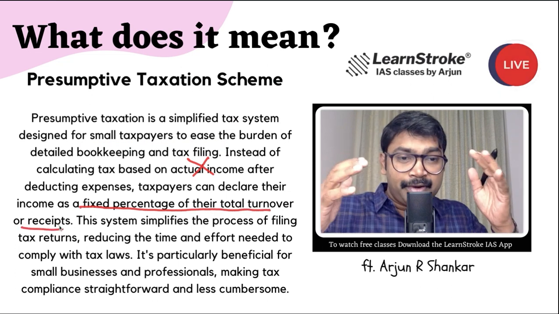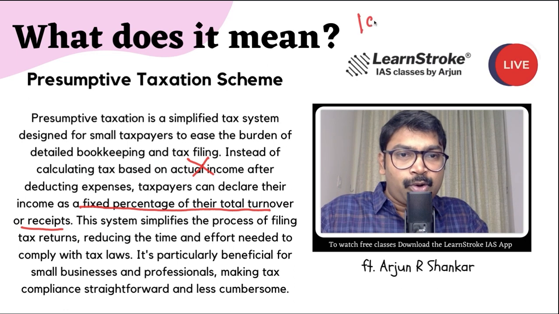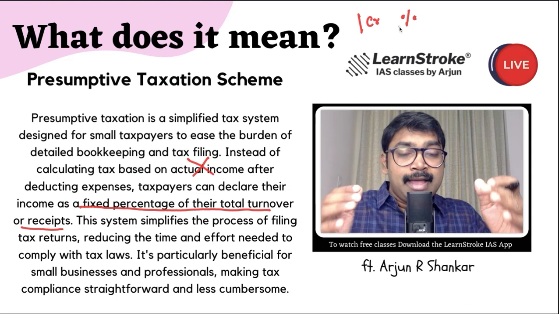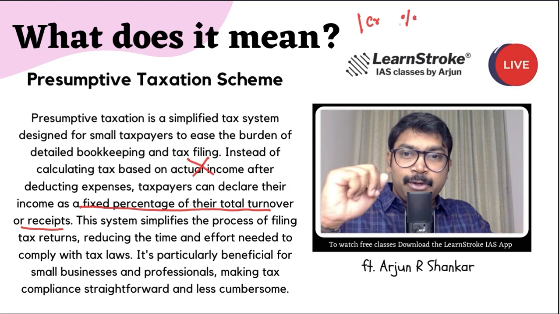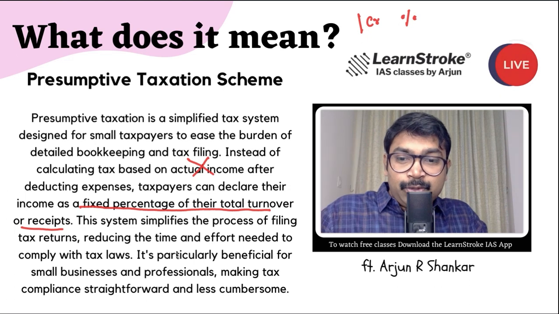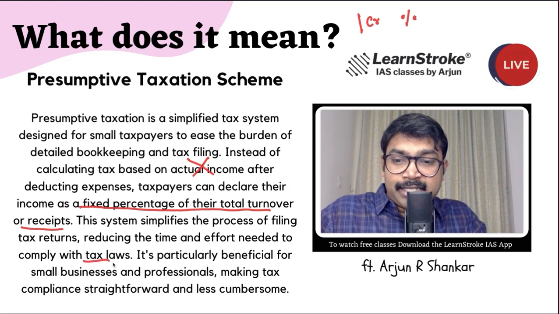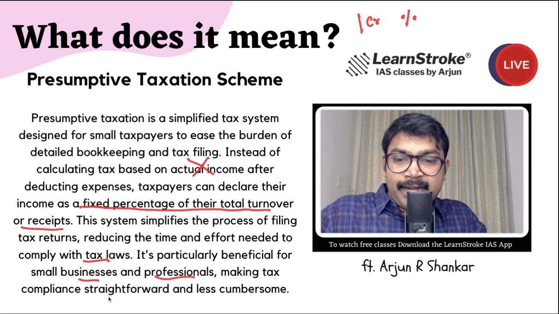So imagine that you have a turnover of, say, 1 crore. You can fix a certain percentage of this turnover as your declared income. You presume it. That is presumptive taxation. You presume this income, reducing the time and effort needed to comply with the tax laws. It is particularly beneficial for small businesses and professionals, making tax compliance straightforward.